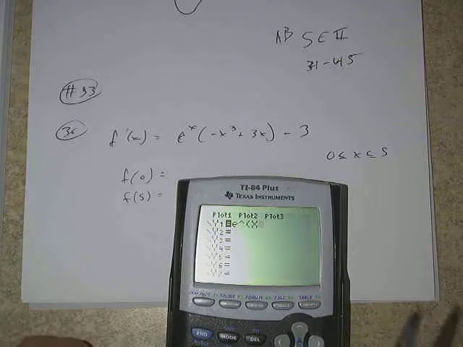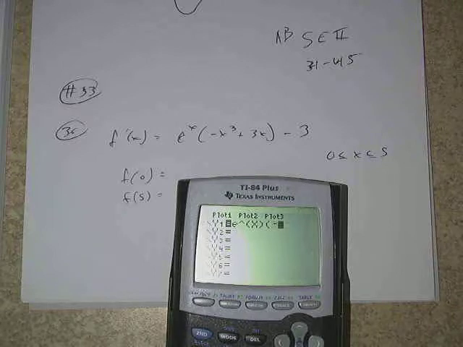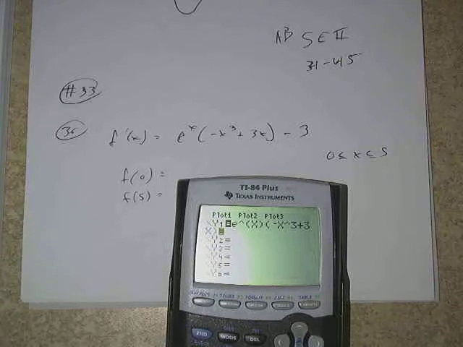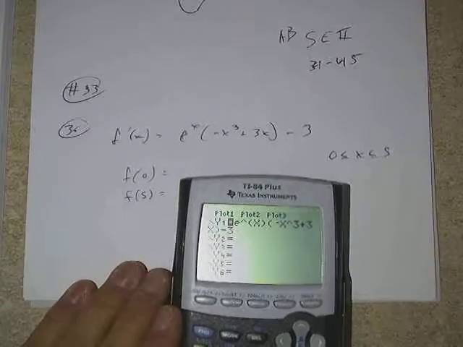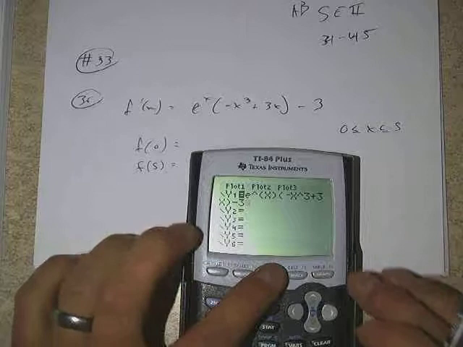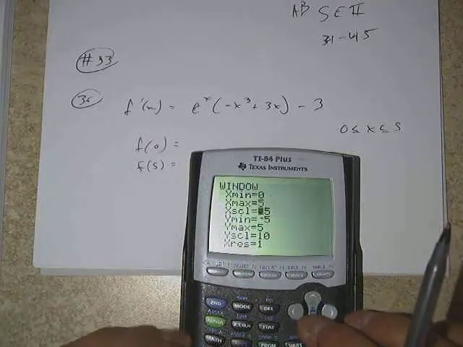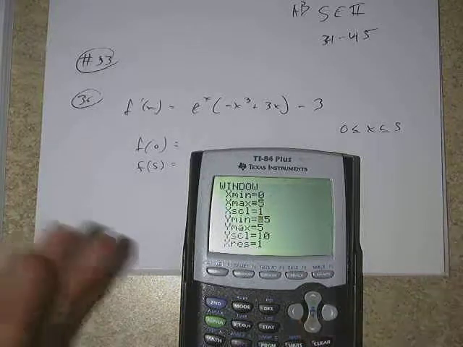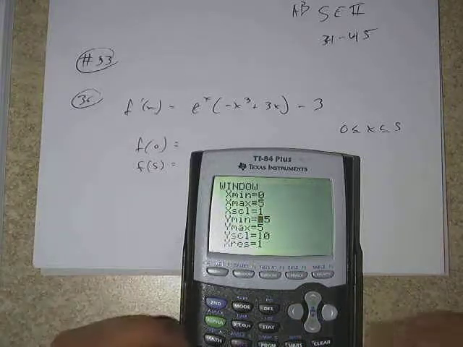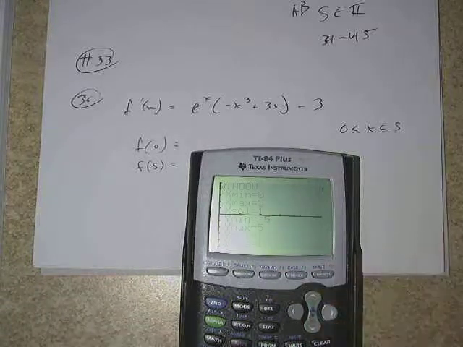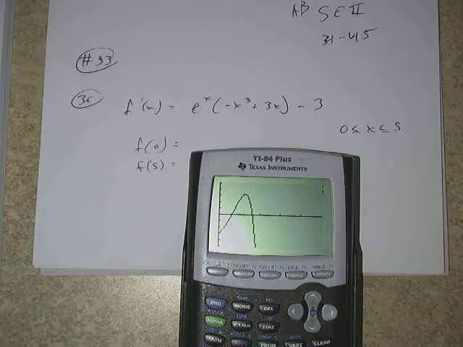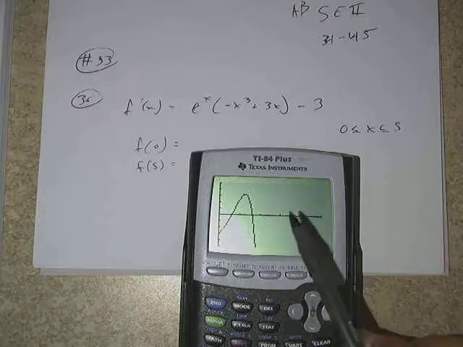So if we look at our picture of this, we have e to the x times negative x cubed plus 3x minus 3. If we go ahead and put that in, we'll do our window 0 to 5. And for our y window, I have negative 5 to 5. That might be okay, might not be. We'll find out. So we can see that, and looks like that's it.